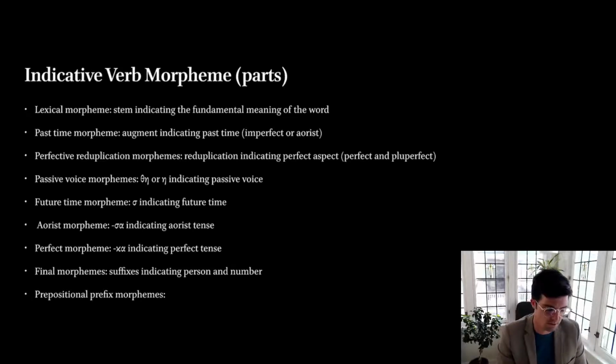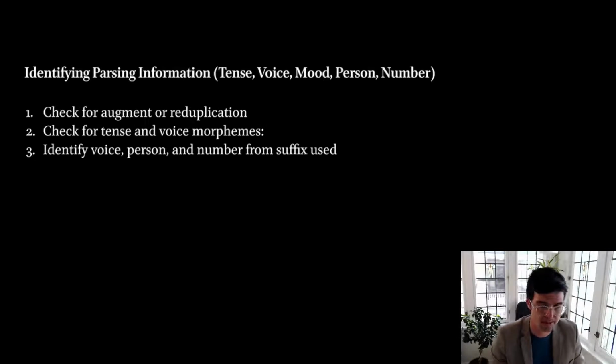So prepositional prefixes are going to go at the very beginning, and you'll see, if you remember, that things like the perfective reduplication or the past tense morpheme in the form of an augment are going to come after a prepositional prefix. So that if you have a preposition, the augment is going to come after the preposition in a verb rather than before the prepositional prefix.